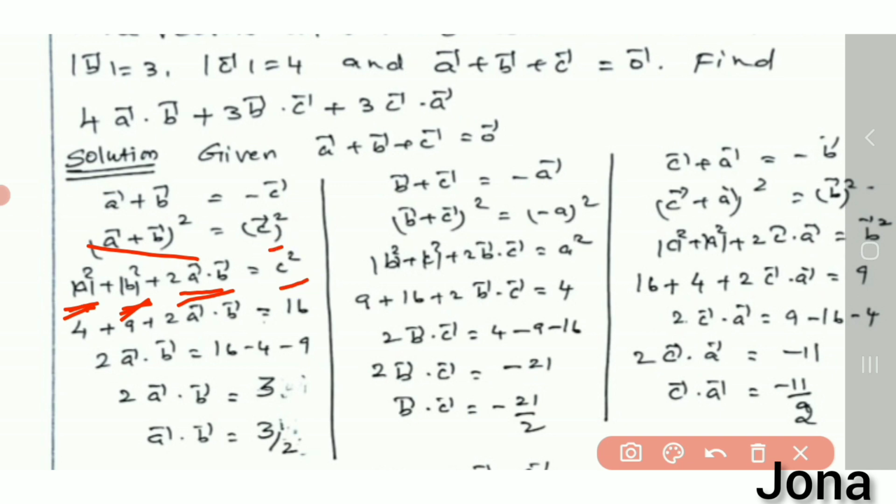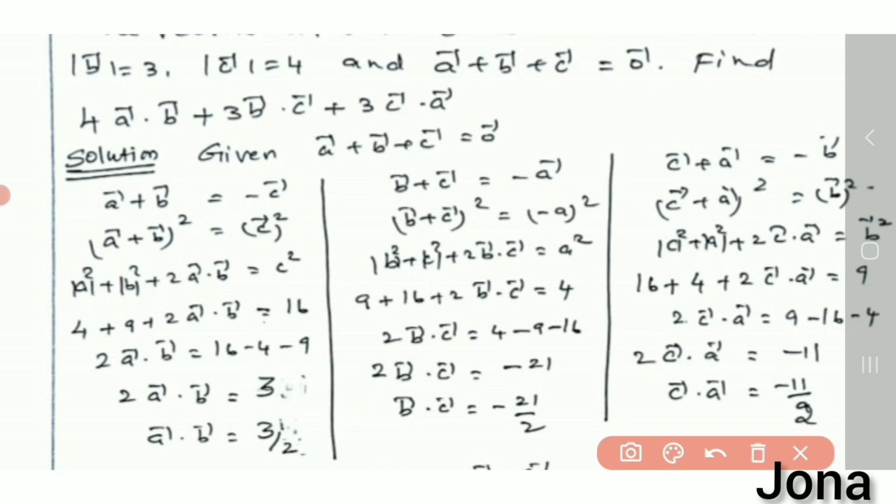And then we have to substitute all the values given. A vector is 2, so 4 here, B vector is 3, so 9 here, and keep this 2A dot B as it is, and C vector is 4, so here it is 16. Take this 4 and 9 to the other side, it will become minus 4 minus 9, so the value will be 3 here. So 2 into A dot B equal to 3, A dot B equal to 3 by 2.